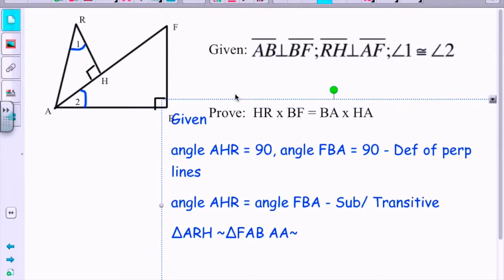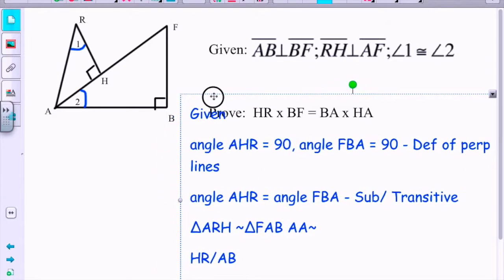Next, I can say that, and I'm going to choose the sides that are right here. So I'm going to choose something with HR. So I know HR would correspond with AE. No, wait, is that right? HR corresponds with AB, sorry. Is that what that says? Okay. And let's see, AH corresponds with FB.